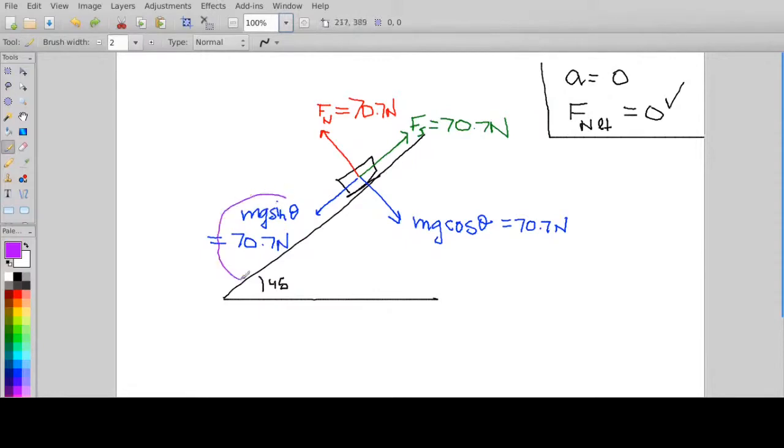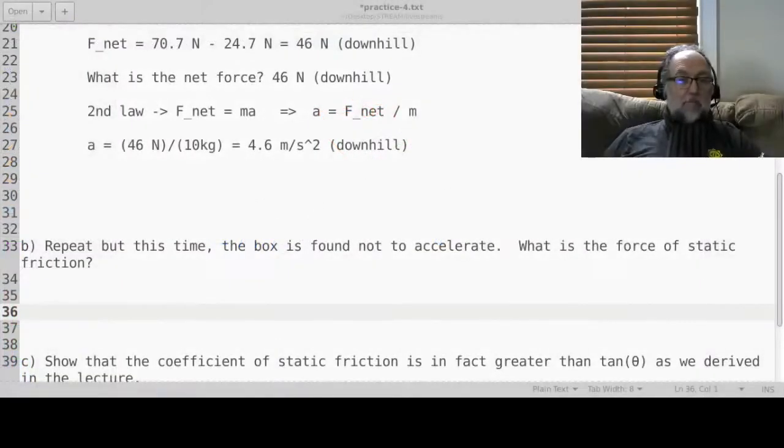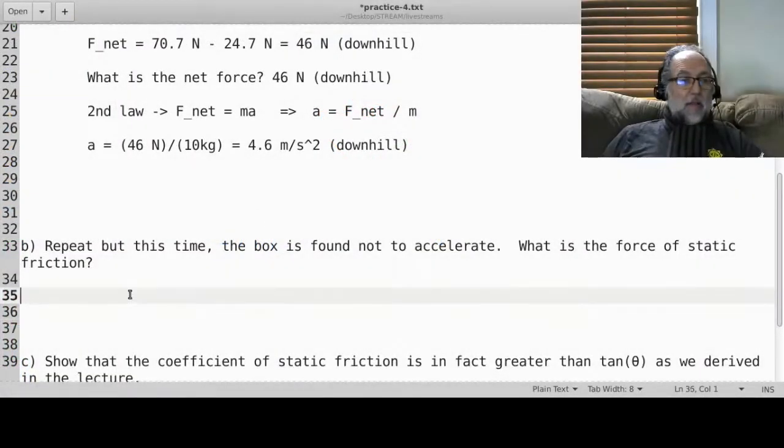So these two can't be different than one another. They must be equal so that they cancel to give you a 0 net force. Okay, and that's why this has to be 70.7. So it turns out in this problem, because the angle is 45 degrees, all the components are 70.7 newtons.